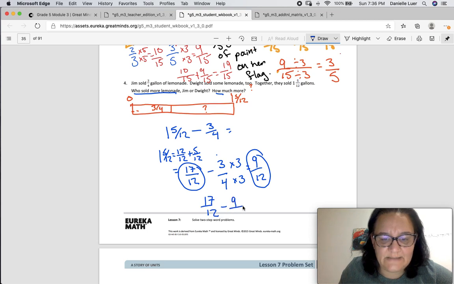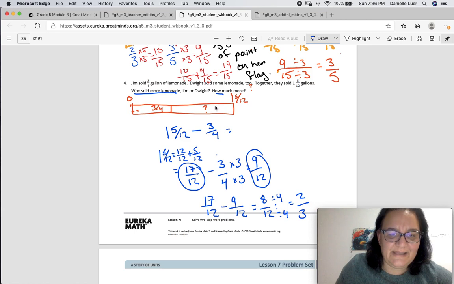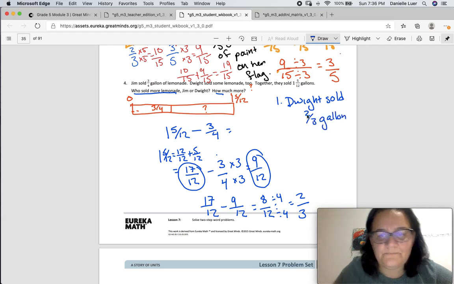17/12 minus 9/12 equals, 17 minus 9 is 8/12. And then I can simplify that by dividing it by 2. I could actually divide it by 4. Let's divide it by 4, because 4 goes into both of those numbers. 8 divided by 4 equals 2, and 12 divided by 4 equals 3, so 2/3. So we think that Dwight sold, this is our step 1, Dwight sold 2/3 of a gallon.